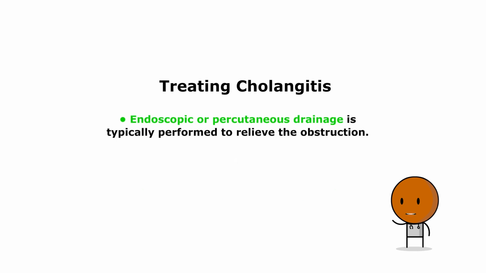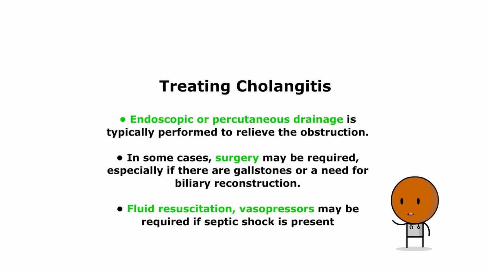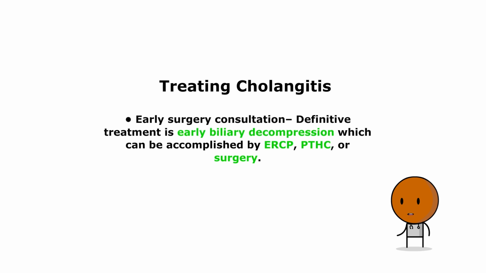Endoscopic or percutaneous drainage is typically performed to relieve the obstruction. In some cases, surgery may be required, especially if there are gallstones or a need for biliary reconstruction. Patients with cholangitis should be admitted to the surgery service or go straight to the OR. The definitive treatment of cholangitis is early biliary decompression and can be accomplished by ERCP, PTHC, or surgery.